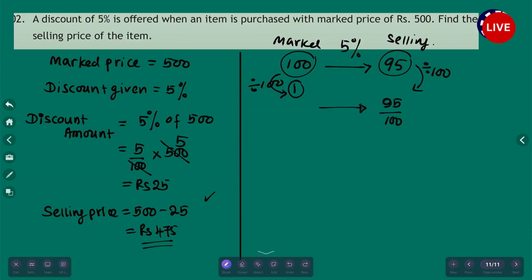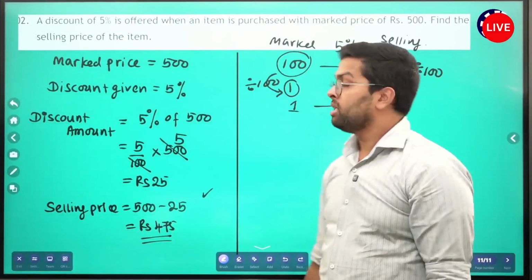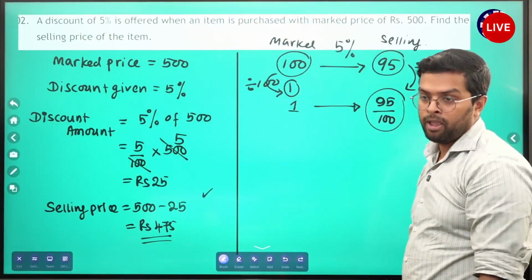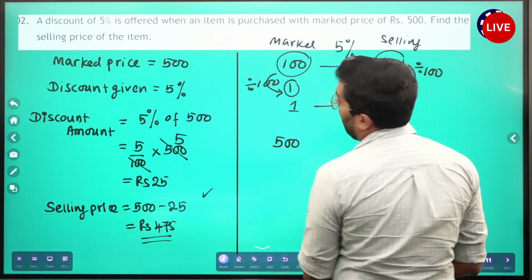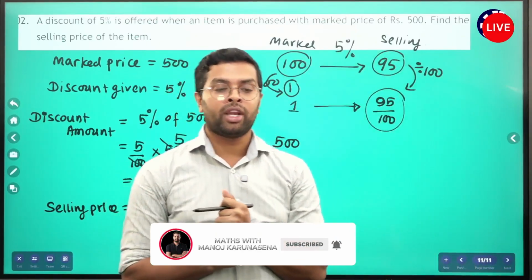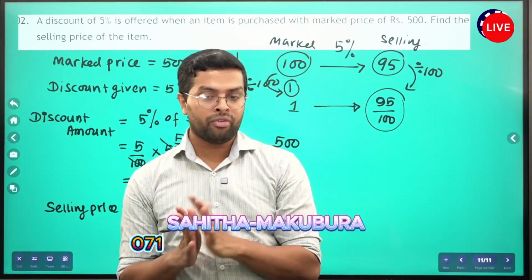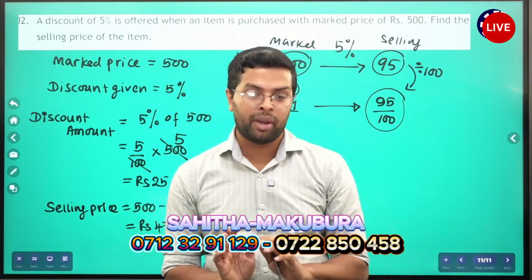That means if the marked price of the item is 1 unit, then the selling price is 95 over 100 of the amount. Now the actual marked price of the item is 500. How are we going to get the selling price? If you can remember, when we did the lesson on percentages, we did a lot of questions in this method. So you should be able to get the answer by now.